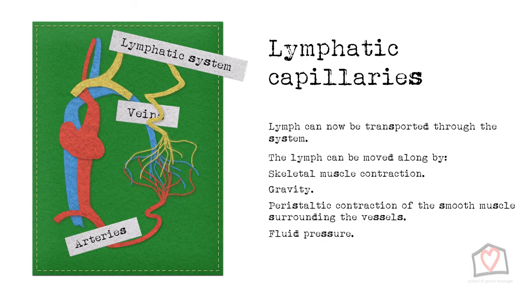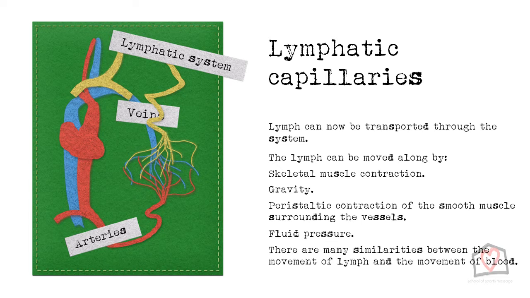Finally, lymph can be moved simply by fluid pressure, created both by increased tissue fluid but also a negative pressure gradient from breathing. As you breathe in, the pressure in the thorax decreases, physically drawing lymph up through the vessels to an area of lower pressure. As you can see, there are many similarities between the movement of lymph and the movement of blood in the veins.